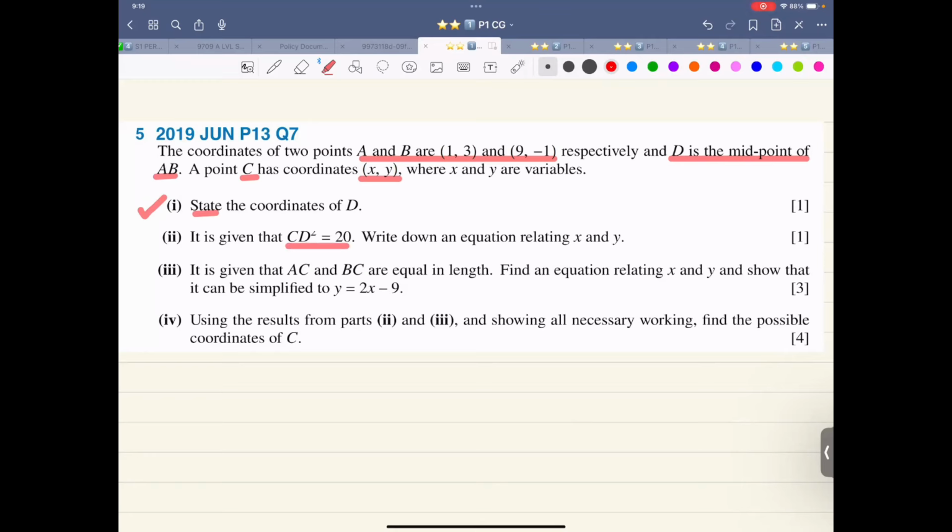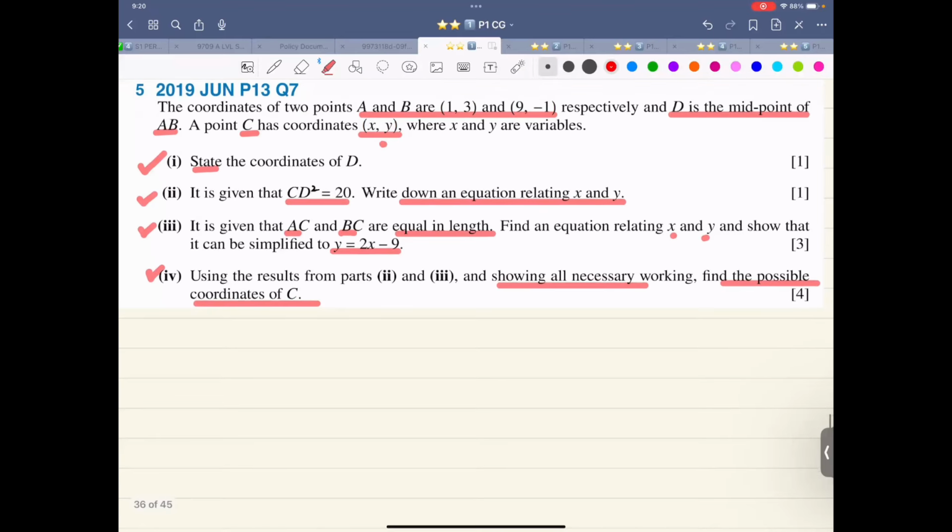It is given that CD square is 20. Write down an equation relating x and y. So there is a square over here. Let me just highlight it. CD square is 20. And then it further says it can be given that AC and BC are equal in length. That's the coordinate of C. Find an equation relating x and y and show that it can be simplified to this using the results from part 2 and part 3. Show all necessary working, find the possible values of coordinates of C.